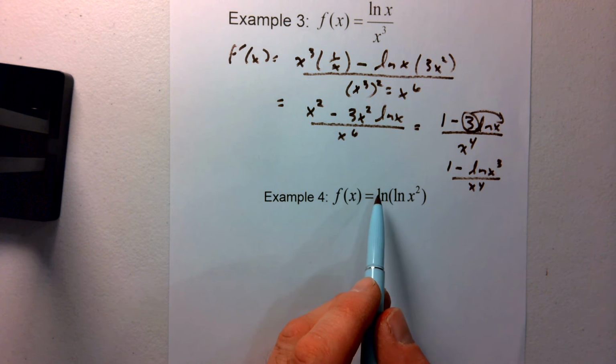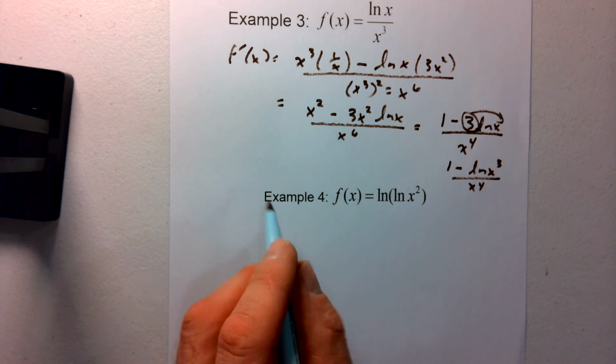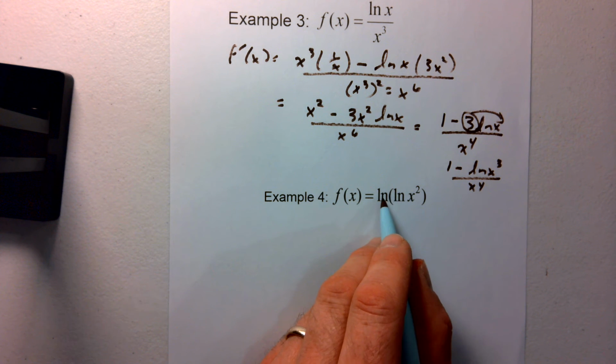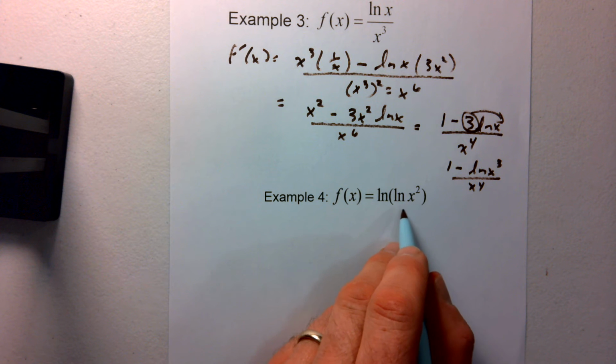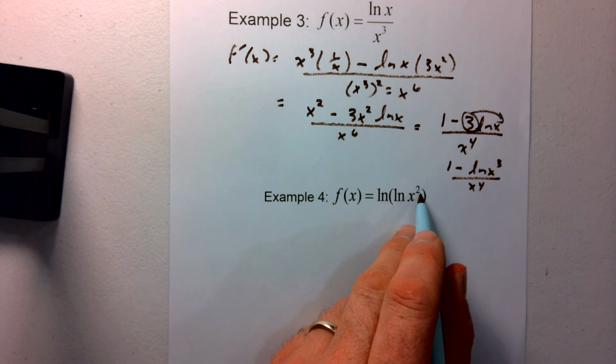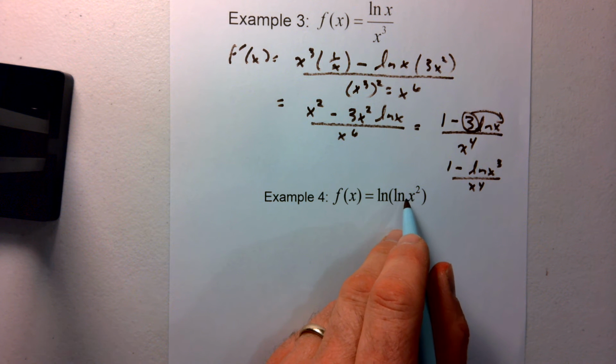Finally, a natural log of a natural log. Ooh, how juicy is that? So how do we find the derivative of natural logs? Well, to find the derivative of a natural log, we take the derivative of the inside of the natural log, or what we take the natural log of, divided by what we took the natural log of.